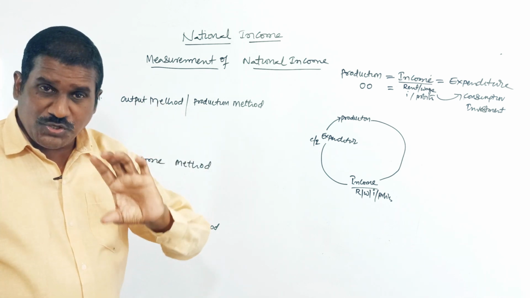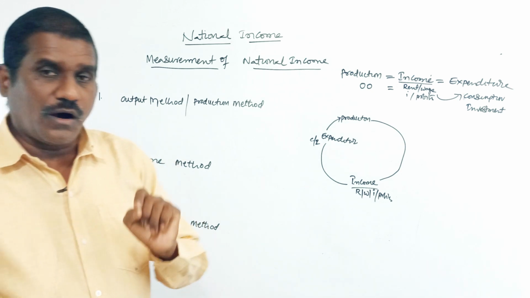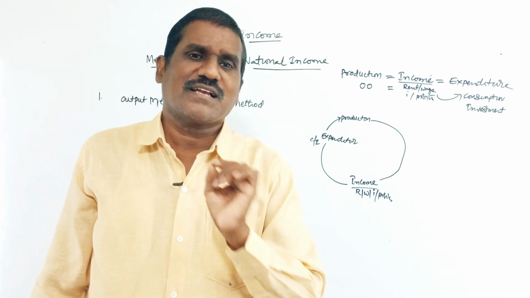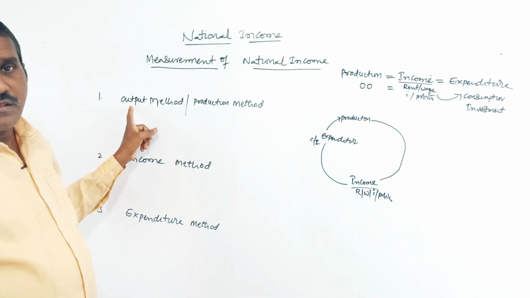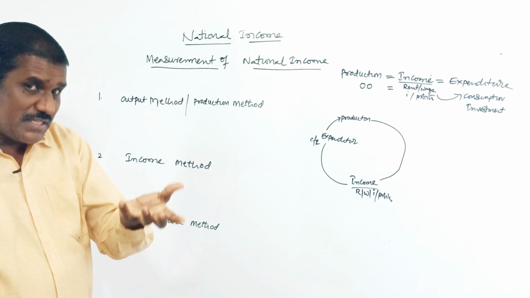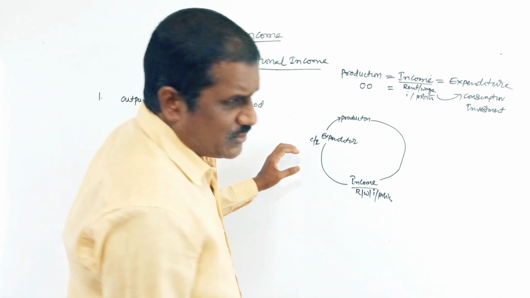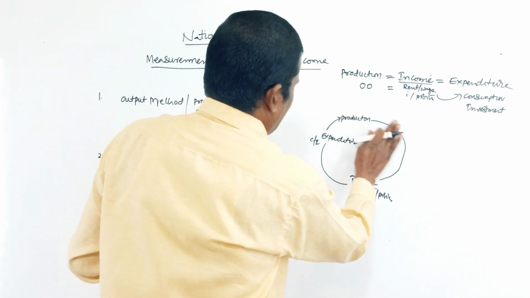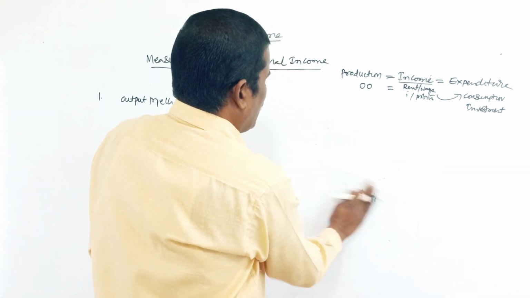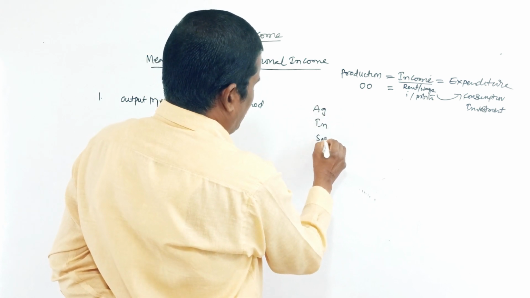The income which is produced by the total population of the country, or the total value of all final goods and services produced in a particular year, is called the national income or output method. So, the income which is earned by the total population of the country. For example, here the economy is divided into three sectors: agriculture, industrial, and service sector.